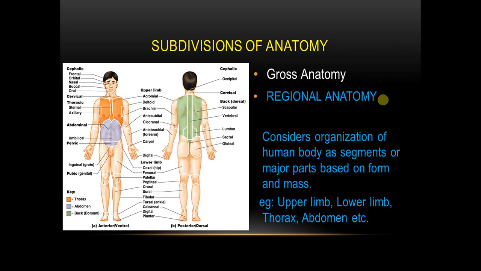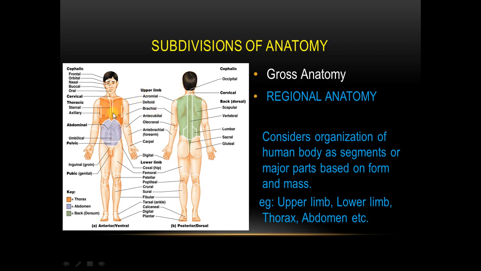Now broadly, to study anatomy, it is called gross anatomy. Why do we call it gross anatomy? Because we appreciate the structures in our body grossly. That is, when we see through our naked eye, that is called gross anatomy. Now this gross anatomy can be broadly classified into regional anatomy and systemic anatomy. Regional anatomy considers the organization of the human body into segments or major parts.